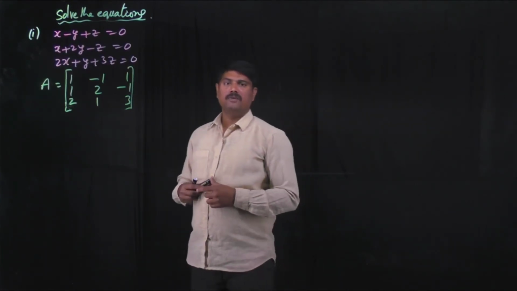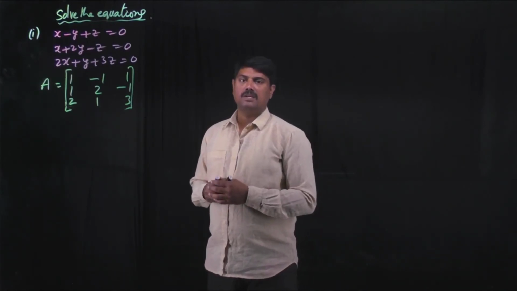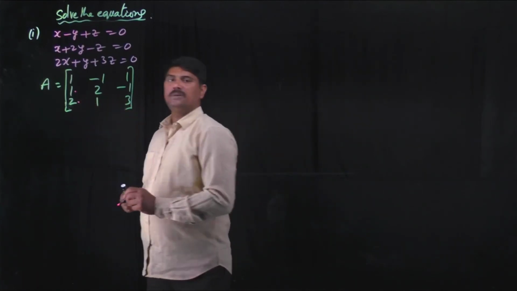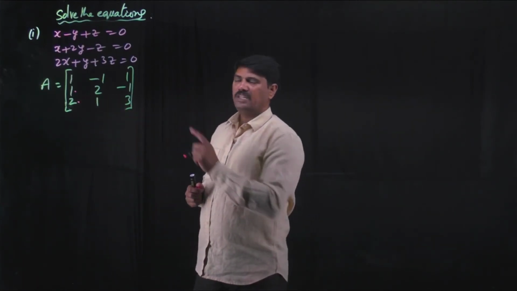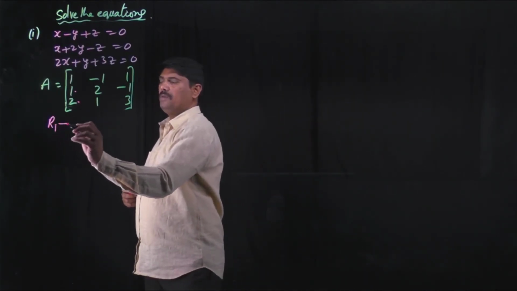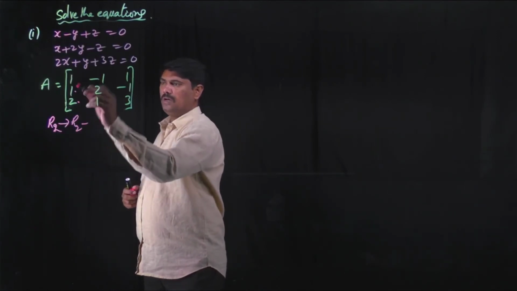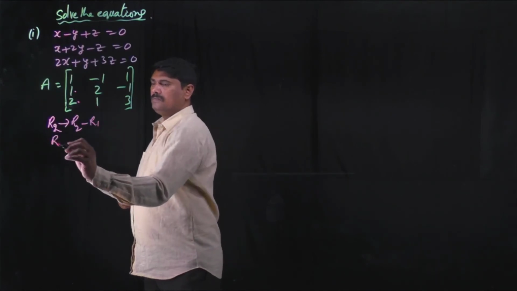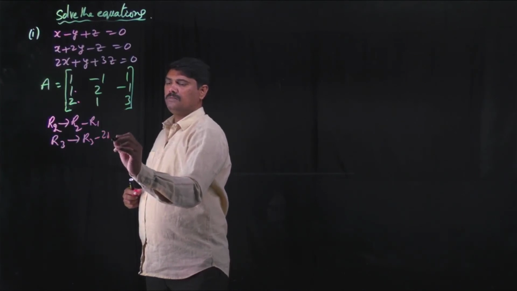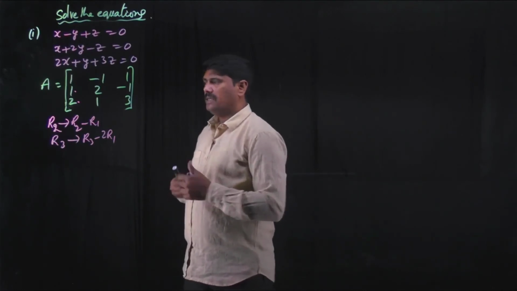As I told you earlier, the solution of homogeneous equations completely depends upon the rank of the coefficient matrix. That's why I convert this to the echelon form, so that in step 1 you have to make the second row first element and third row first element 0. That's why I use these row operations: R2 as R2 minus R1, and R3 as R3 minus 2 R1.